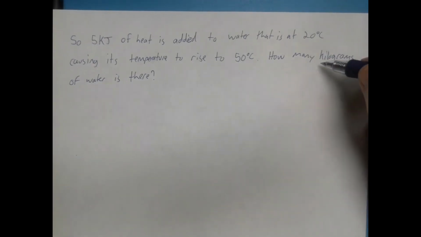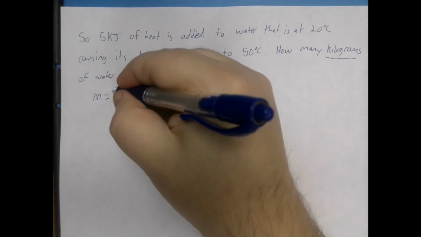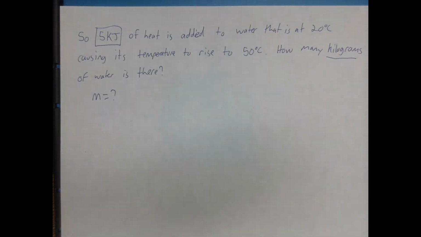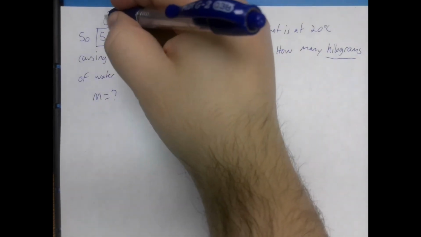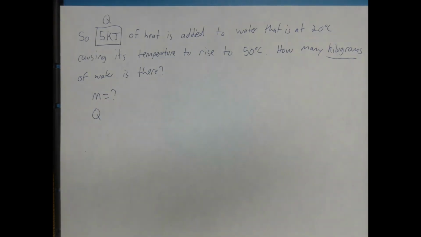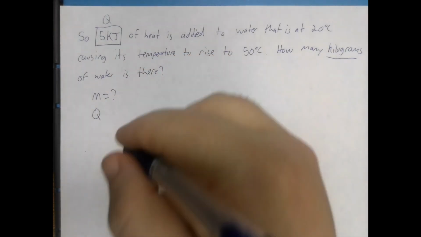So we're solving for kilograms. We're solving for mass. We're given energy, but we're given energy in kilojoules. Our energy is going to be our heat. So this will be our heat, represented with a Q. So how do we convert kilojoules to joules? So what is 5 kilojoules in joules?